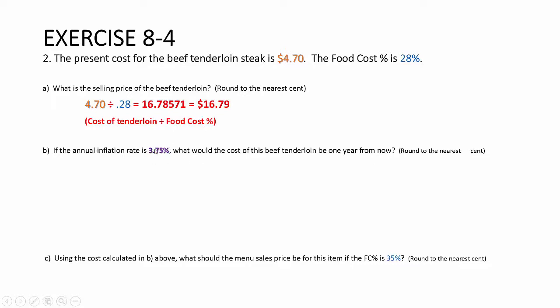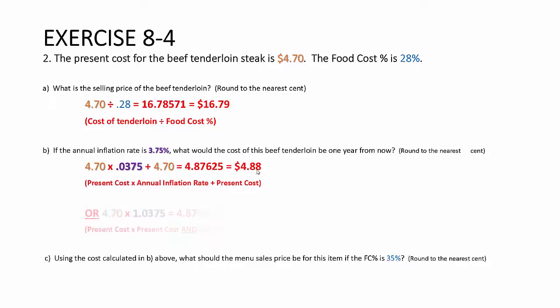So we need to add 3.75% to the cost of the steak. Not the selling price, but the cost. Again, we take the cost of $4.70, we multiply it by 3.75%, or decimal 0.0375, the decimal equivalent, and then add it back to the $4.70, unrounded number. Rounded number becomes $4.88. And of course, there's the one-step process, the cost of $4.70 multiplied by 1.0375, and again, we get to the very same answer as we did using the other method.